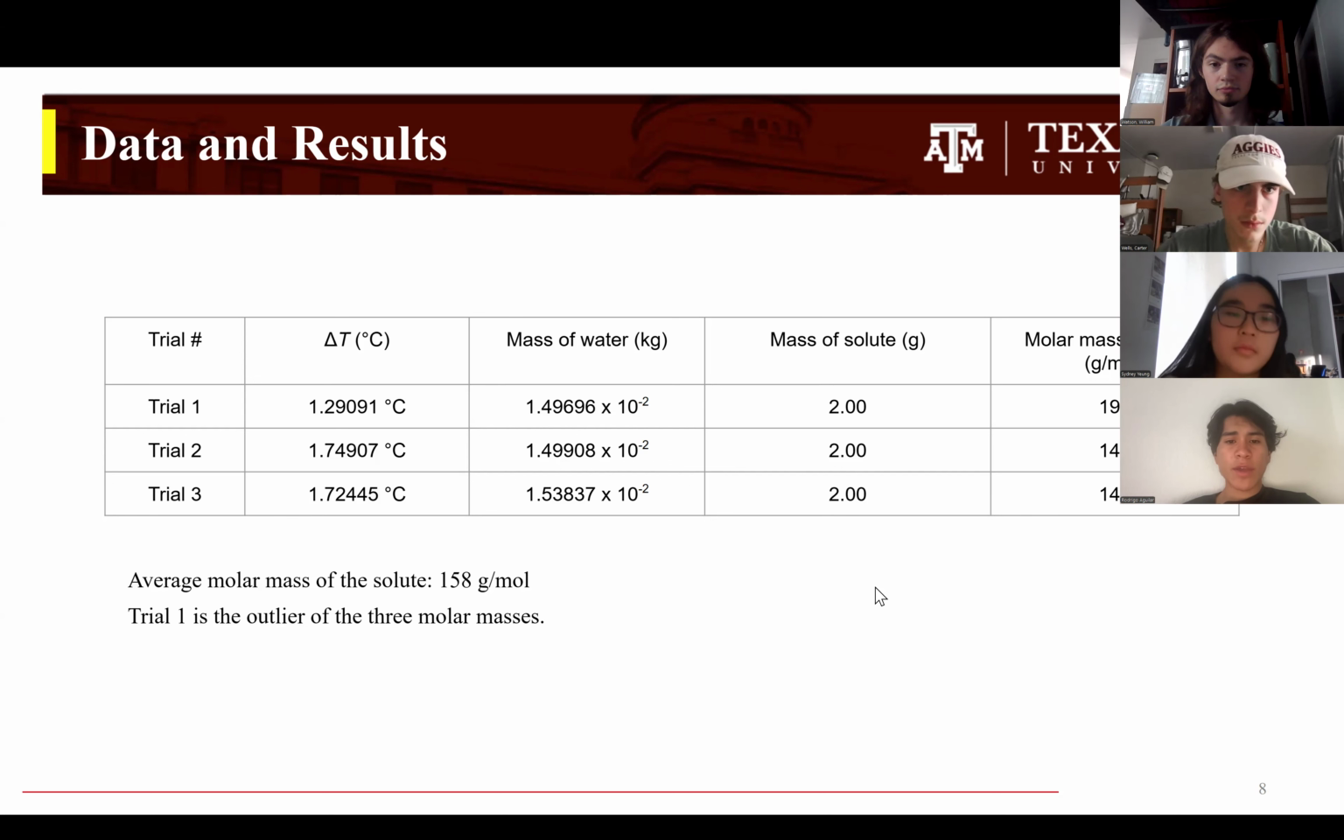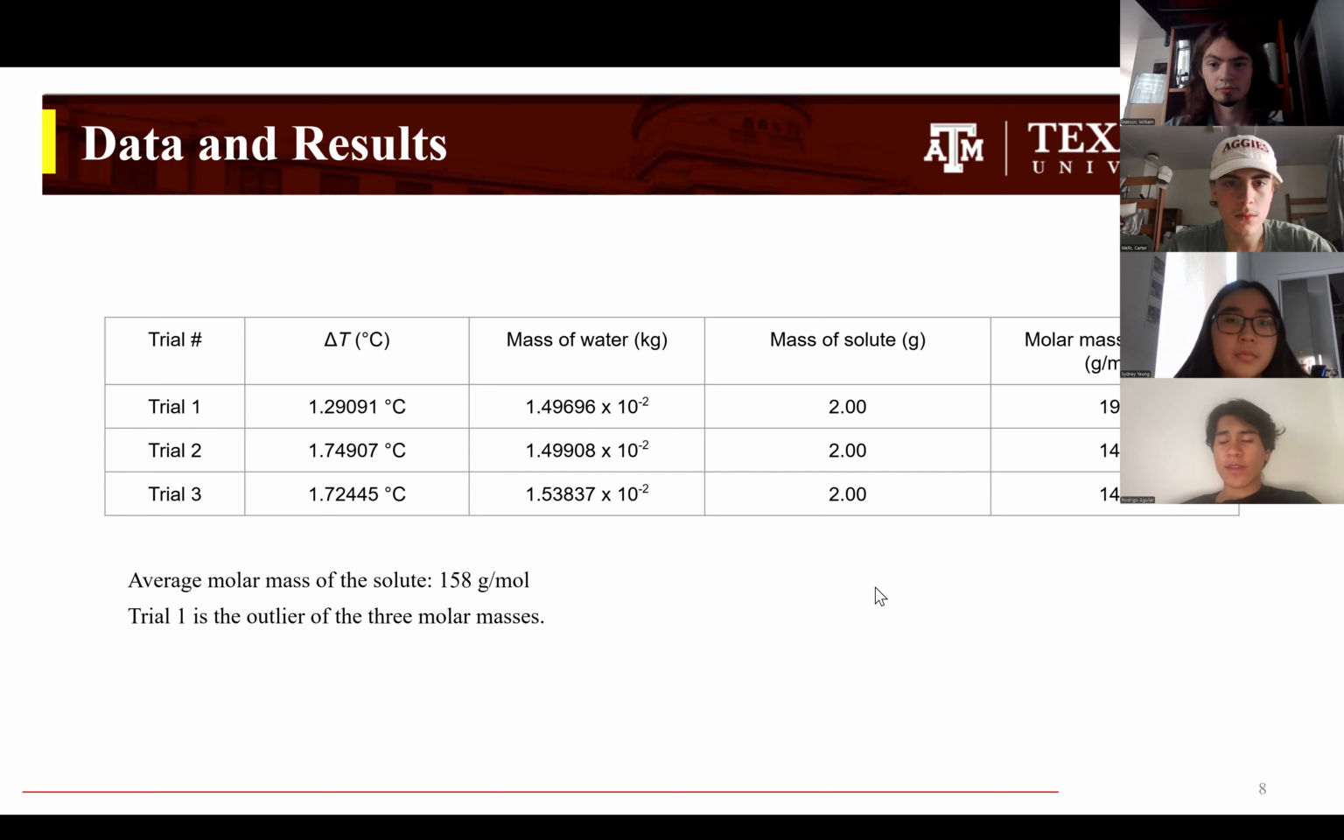As for the mass of the water, we had mostly a similar mass of water for all three trials, with the first trial having 1.49696 times 10 to the power of -2 kilograms. Trial 2 had 1.49908 times 10 to the power of -2 kilograms. And trial 3 had 1.53837 times 10 to the power of -2 kilograms. The mass of the solute was exactly 2 grams for all three trials.